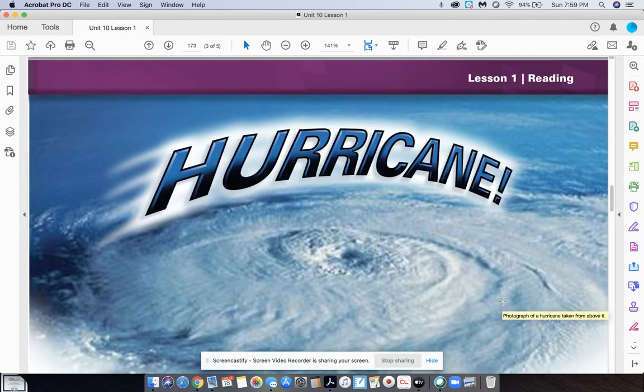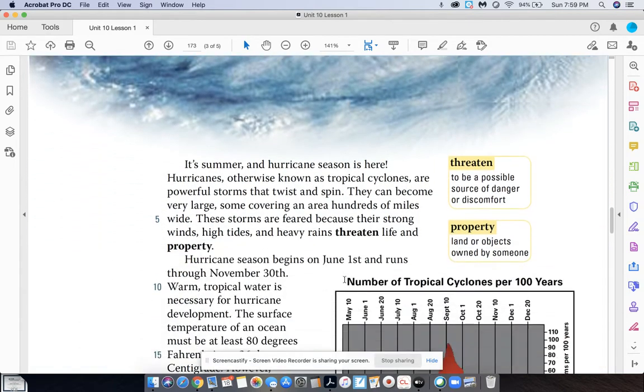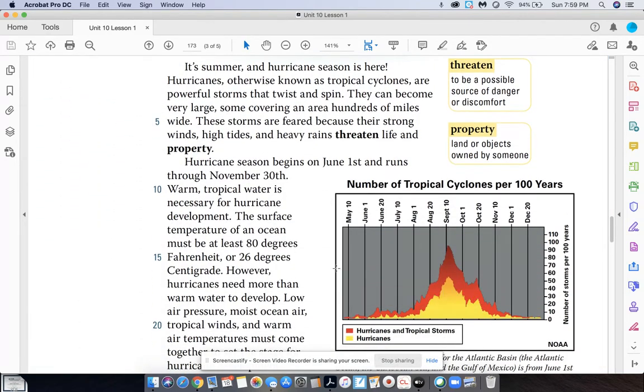So the first thing is to take a look at the title and the pictures. This is a photograph of a hurricane. It's an aerial view, looking down probably from an airplane. And the title is Hurricane. There are some unique features in this passage. There are some charts, and a table has a title, and there's information in here.